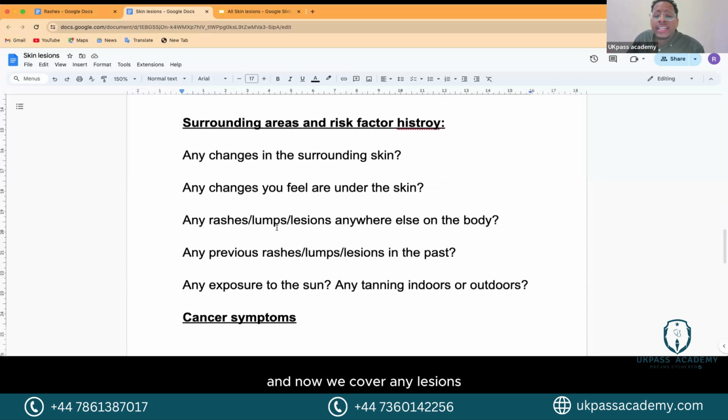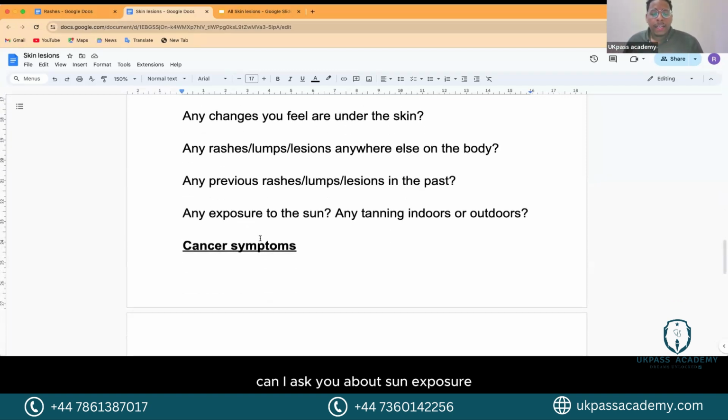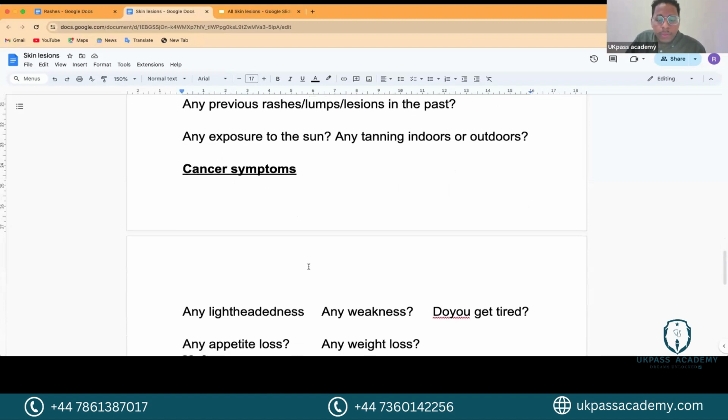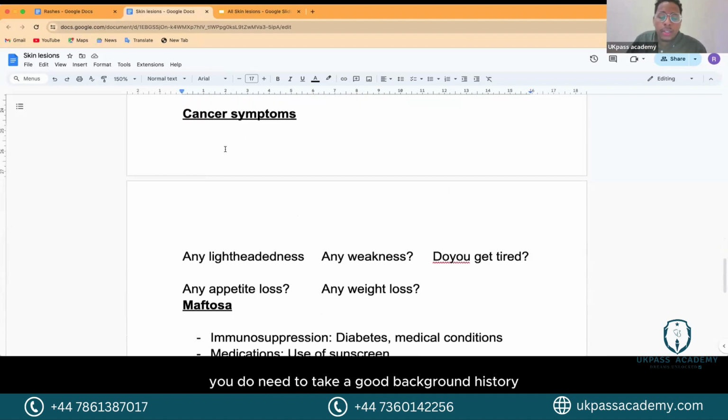And now we cover any lesions or rashes or lumps anywhere else on the body. Have you ever had a rash in the past, or a lump or a lesion? Just a few questions that will help me understand things. Can I ask you about sun exposure? Have you been exposed to the sun in any way through your occupation or any other way, right? Do you tan yourself indoors or outdoors? You do need to take a good background history.